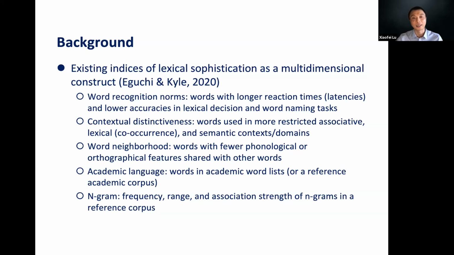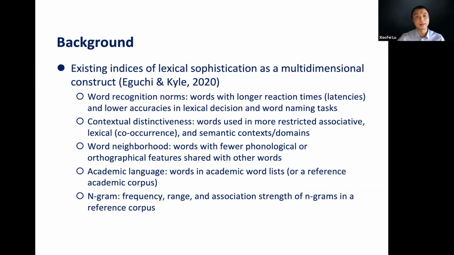So words in academic word lists, or sometimes in a reference academic corpus, will be considered to be more sophisticated than words that are frequent in a general word list. And then finally, some people look at the n-gram frequency and range, association strength in a reference corpus. So in addition to just individual words, they also look at bigrams, trigrams, and look at the frequency and range and association of those kinds of things in a reference corpus.